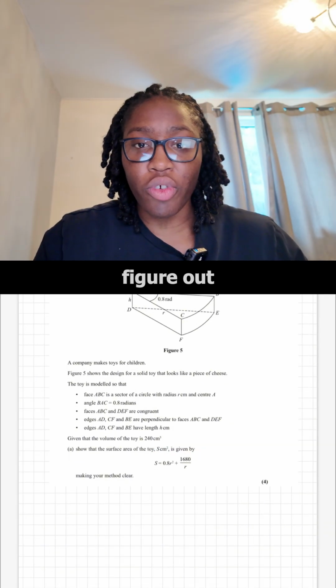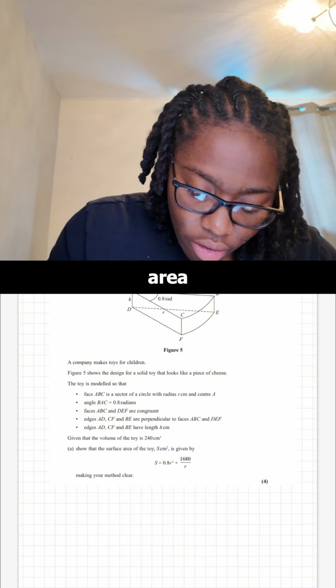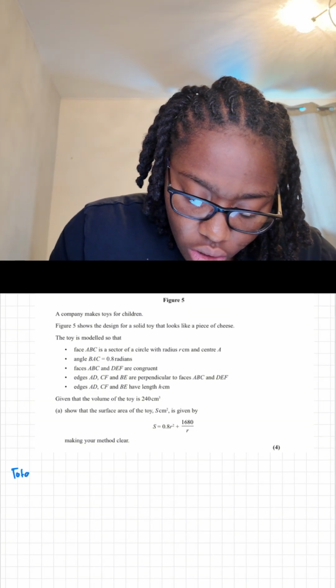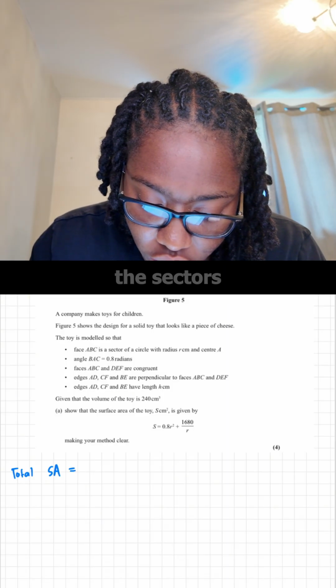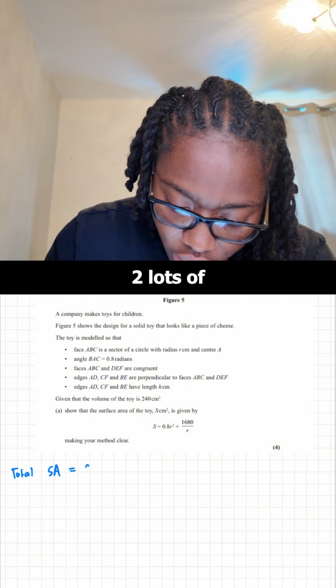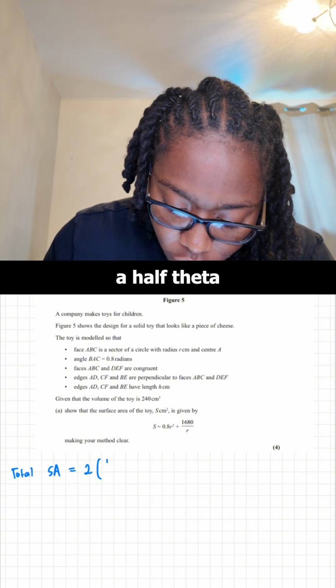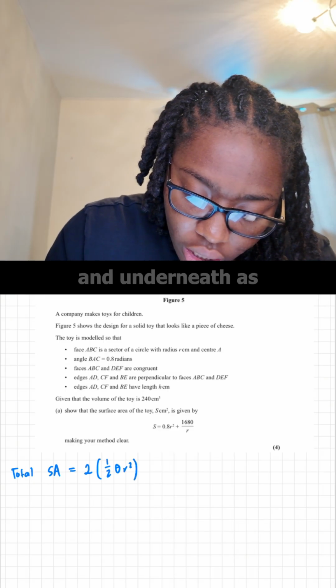So the first thing I'm going to do is figure out what the formula is for the total surface area of this shape. The total surface area is going to be 2 lots of the area of the sectors. So 2 times a half theta r squared. So that considers this top bit and underneath it as well.